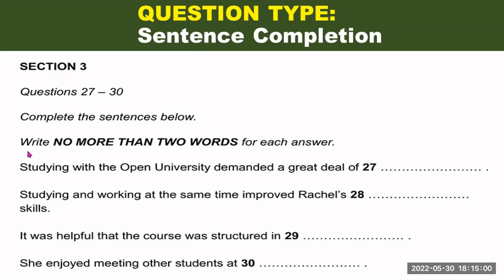For example, studying with the Open University demanded a great deal of dash. So you are going to register this in your mind. You are going to listen for this. Studying and working at the same time improve Rachel's dash skills. Which of Rachel's skills were improved by studying and working at the same time? All right. So take note of these specific pieces of information.